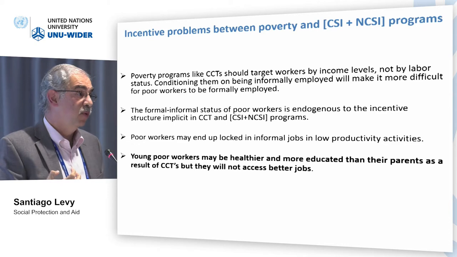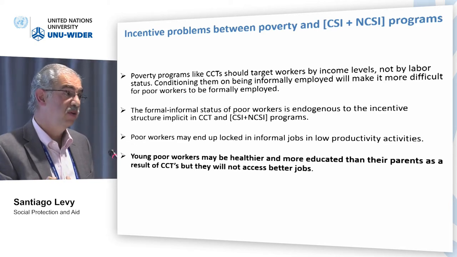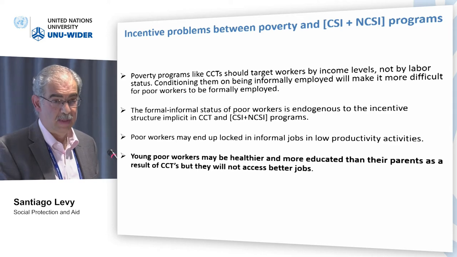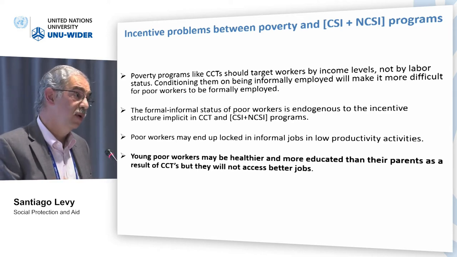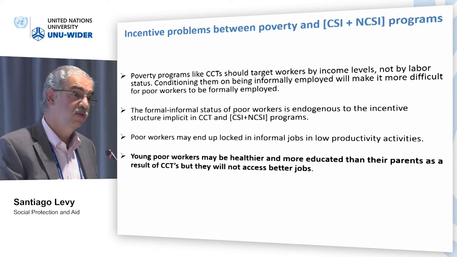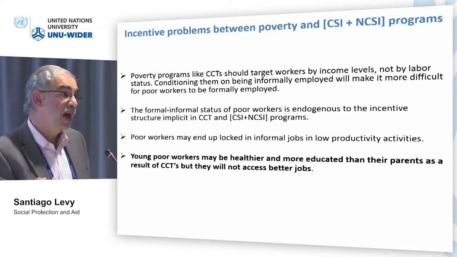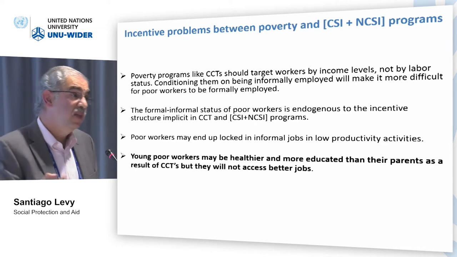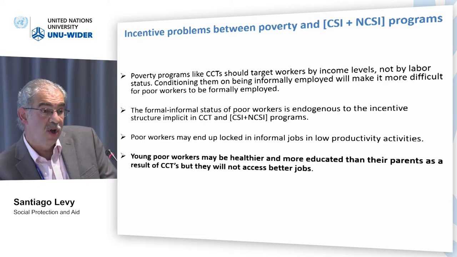Ideally, all these poverty programs should be targeting workers only on the basis of their income levels. But what has happened in Latin America is that there's been a bit of a confusion between social insurance and social assistance and poverty alleviation programs. And what has ended up happening is that sometimes these poverty programs are being targeted on the condition of being informal.